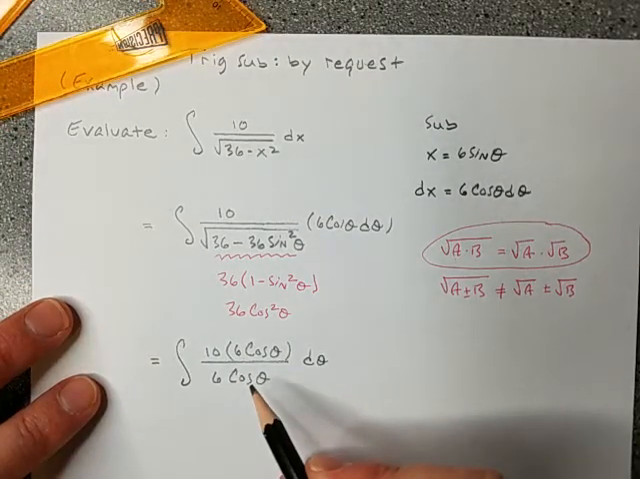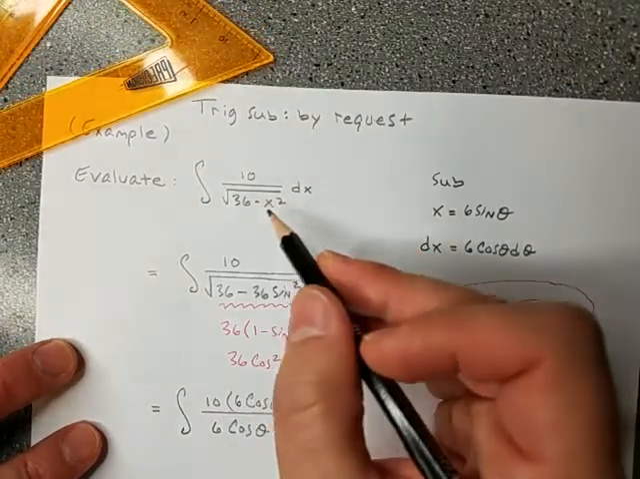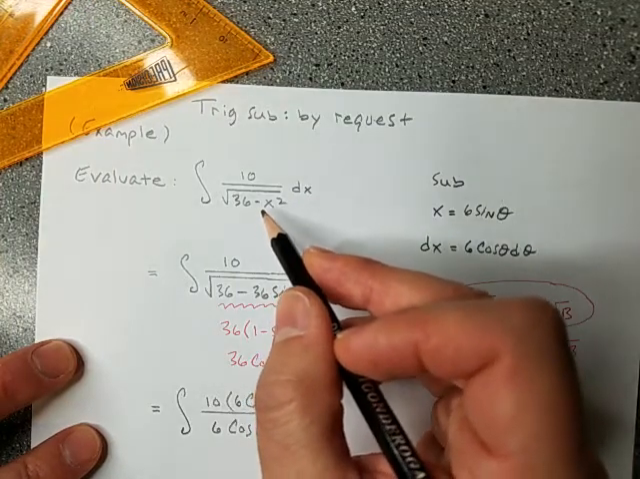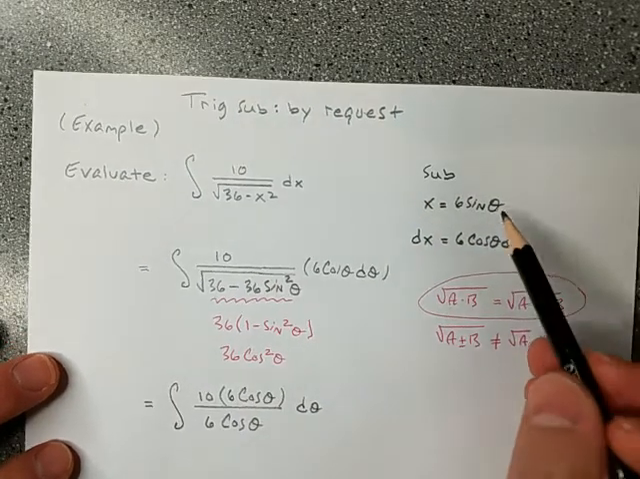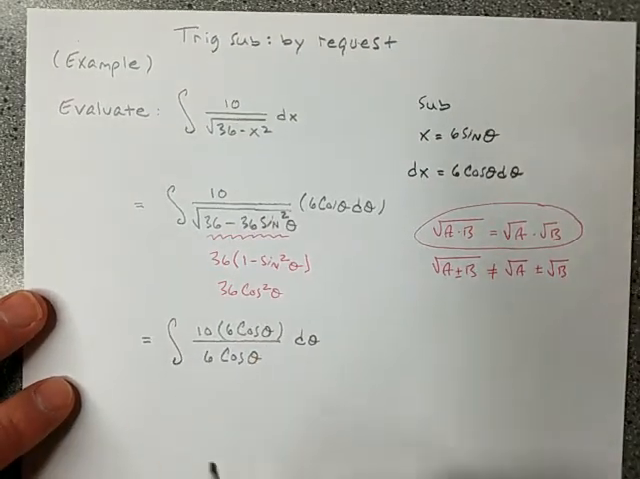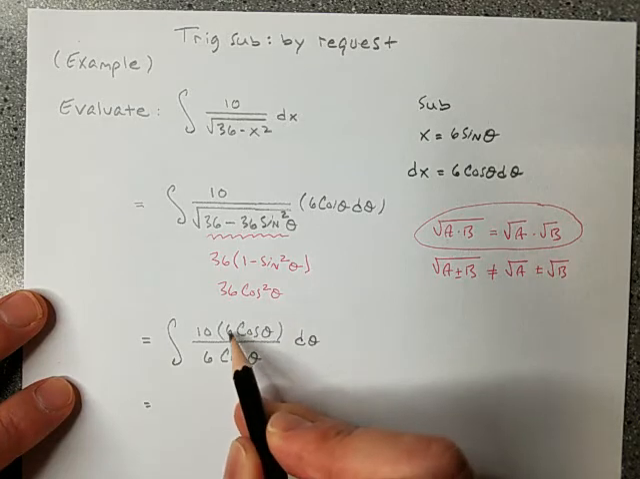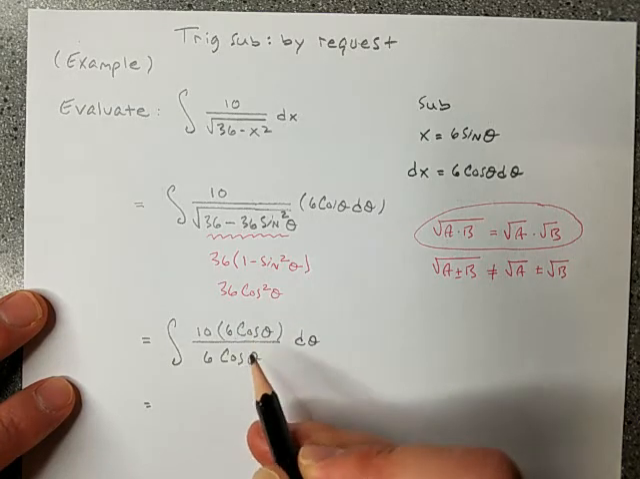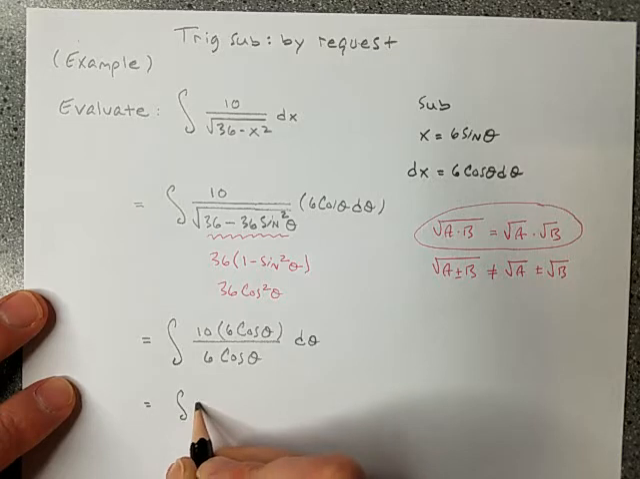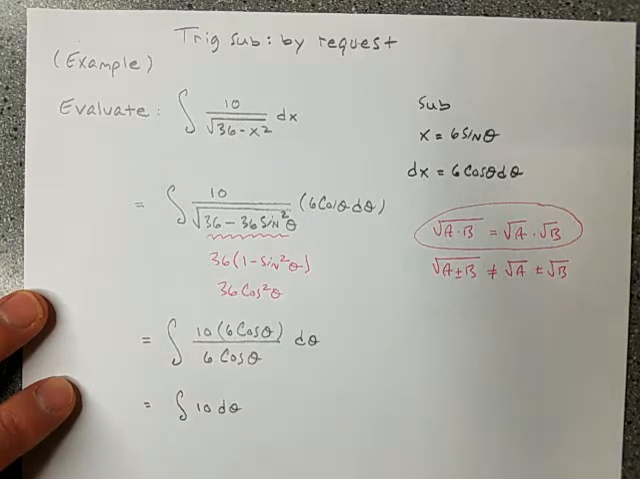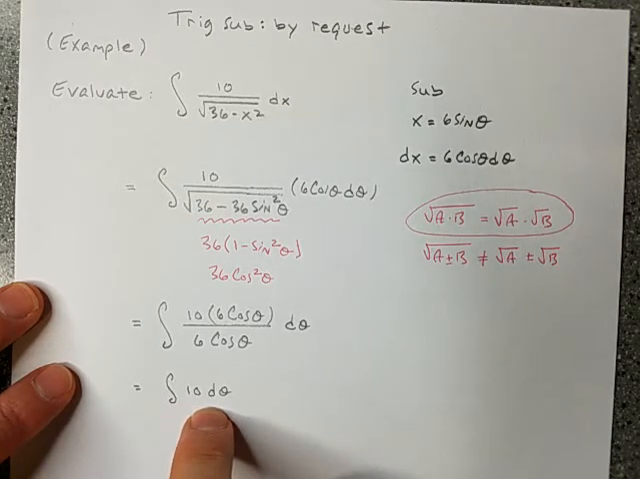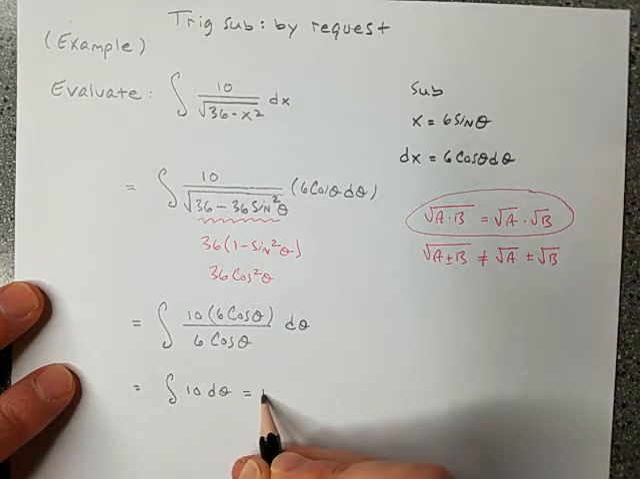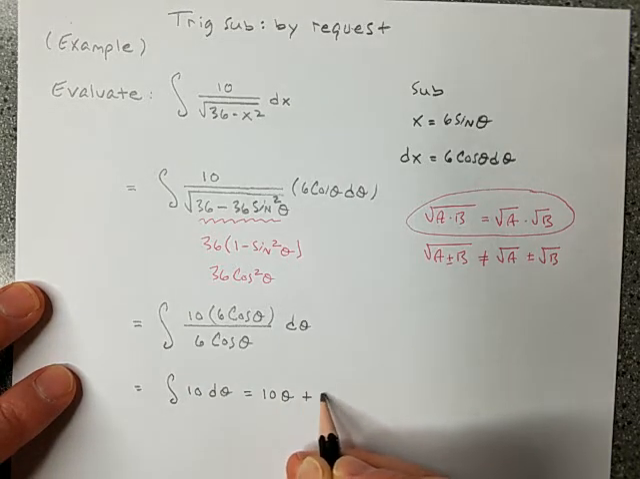And this reduces. I didn't have a way to reduce this. That one is irreducible. I really don't have a way to reduce it that's going to help me work it. By substitution, I get something that reduces a lot. Look, here's all that's left. The 6's cancel. The cosines cancel. All that I have left is 10 d theta. Do you know the antiderivative of 10 d theta? The antiderivative of 10 with respect to theta. Theta is the variable. That would be 10 theta plus c.